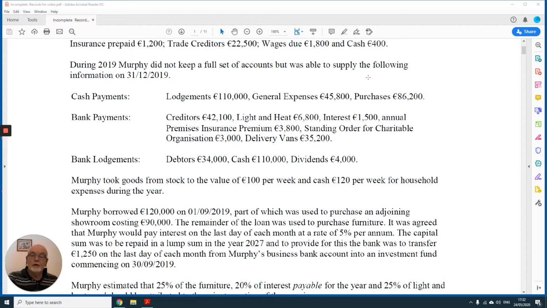Hello again. We're going on now to look at step 4 of the incomplete records control account method. And that involves dealing with the adjustments, the year-end arrears and prepayments and those kind of things. I like to start with the loan.